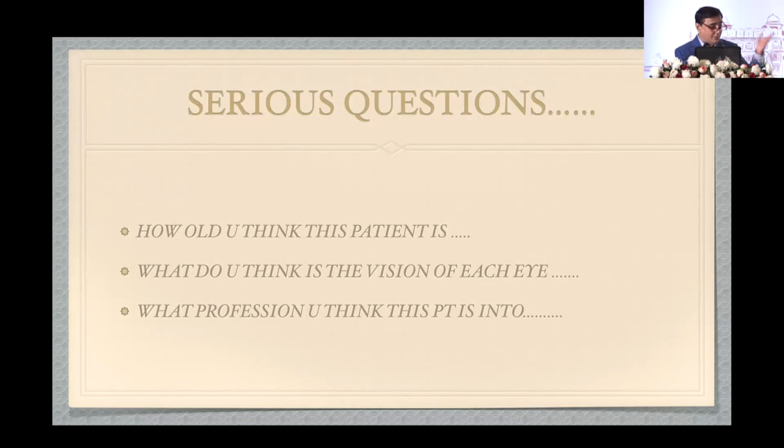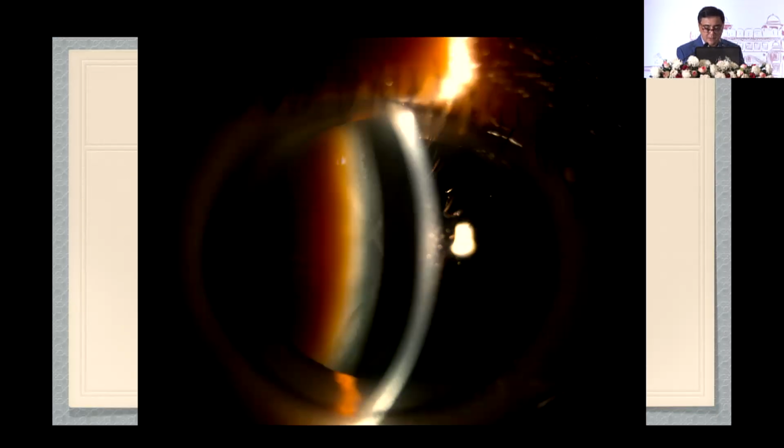Okay, so the patient is actually 62, right? That's one part. You'd expect a cataract like that in a patient who is 80. What do you think was the vision in each eye? So you want to see the clinical picture again. This is the right eye, this is the left eye. So what do you think was the vision when the patient came to me?